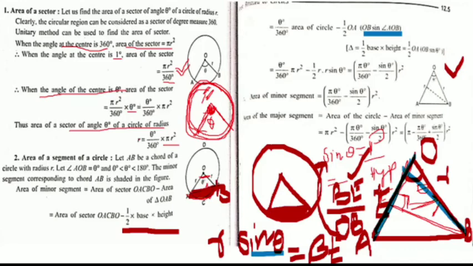Now, for the major segment, how can we find the major segment area? You have to subtract the area of the minor segment from the area of the complete circle. And in this way, you can get the area of the major segment.